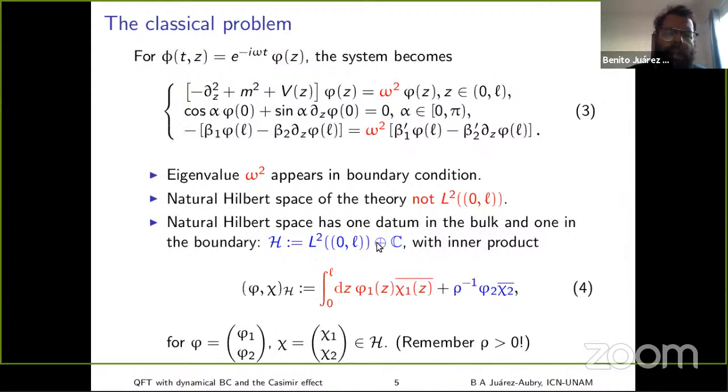And there's a natural inner product in this space, which is a modification of the L2 inner product. If you take two elements of this Hilbert space, represented as vectors where phi1 lives in L2 and phi2 lives in the complex numbers, and similarly for chi, then your inner product is going to look like the L2 inner product for the bulk component, and then you have to add this extra piece with the boundary component. And remember, since rho we have asked to be positive, this is really an honest-to-God inner product. It cannot be 0 and it cannot be negative, so expression 4 is correct.